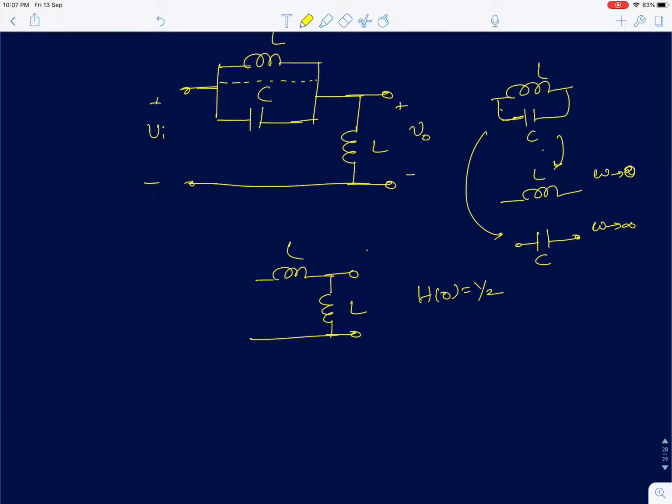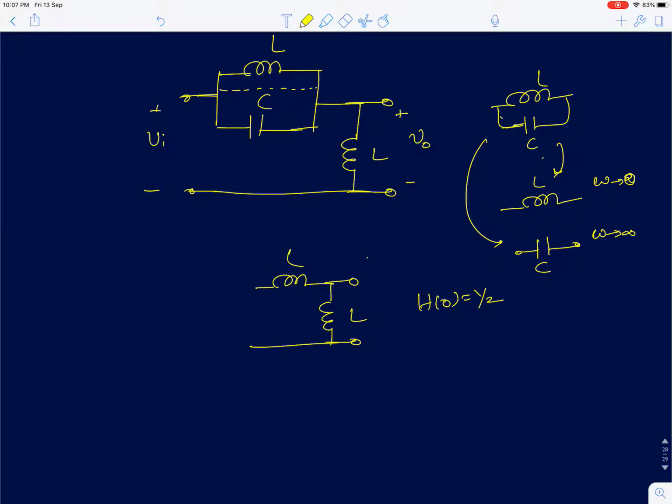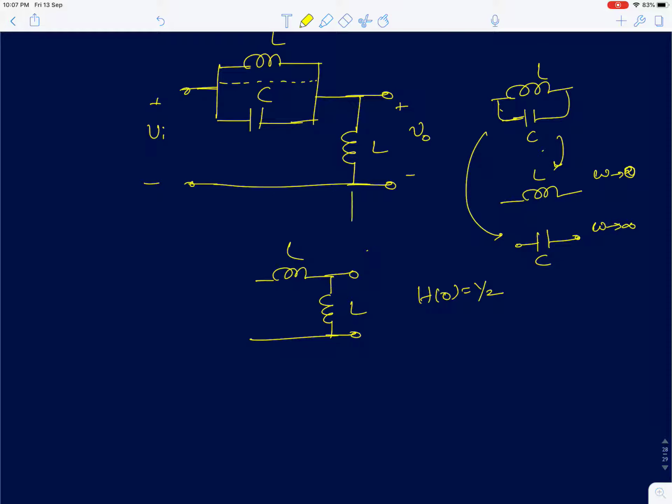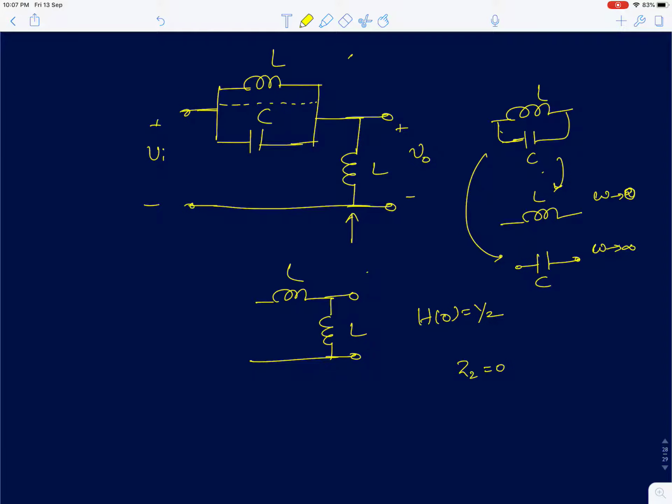The next thing is to find zeros. To find the zero, I'm going to use the conditions. First condition is Z2 equal to 0. Z2 becomes 0 at DC. At omega equal to 0, the inductor impedance becomes 0. But you should see that at the same frequency, the impedance of the parallel LC tank will also become 0, because at low frequencies it behaves like an inductor, so the impedance is going to be 0. Therefore, that condition cannot be used, because Z1 is also equal to 0 at the same point.